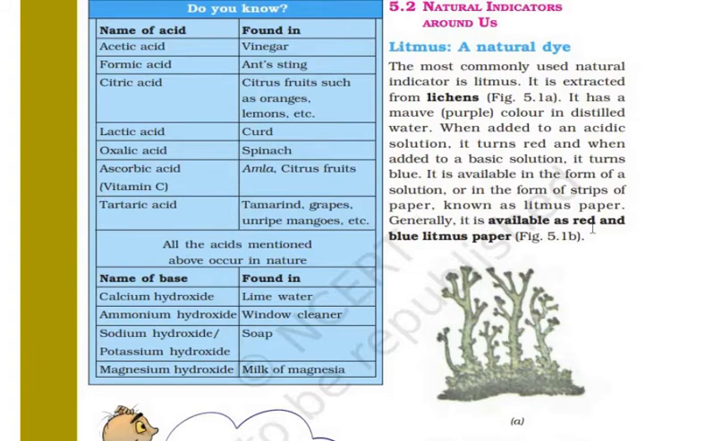Generally it is available as red and blue litmus paper. When you test for acidic, you will use blue litmus, and blue litmus will turn to red. When you use red litmus on basic substances, it will change to blue. So red changes to blue in a basic solution, and blue changes to red in an acidic solution. Acidic solution, blue to red. Basic solution, red to blue.